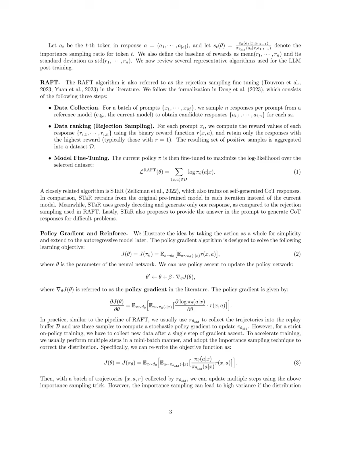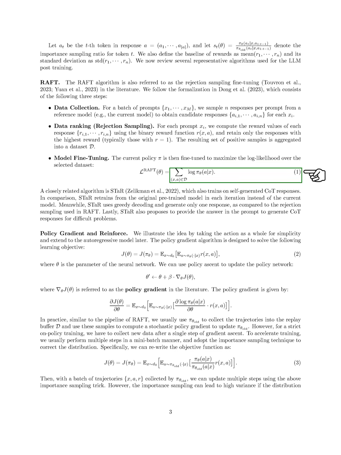Section Summary. In this section, we describe the RAFT algorithm, which involves three main steps: collecting candidate responses from a reference model, ranking these responses using a binary reward function to create a dataset of high-reward samples, and fine-tuning the current model to maximize the log likelihood over this dataset. We also compare RAFT with related algorithms like STaR and discuss the use of policy gradient methods and importance sampling techniques to stabilize training and improve performance.